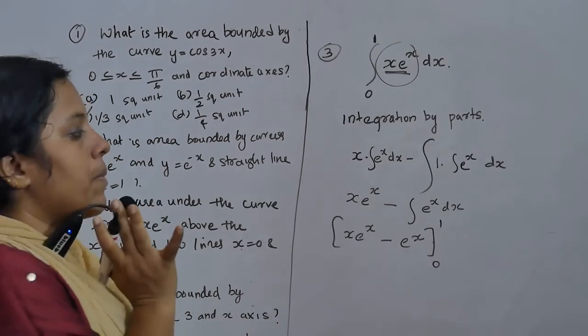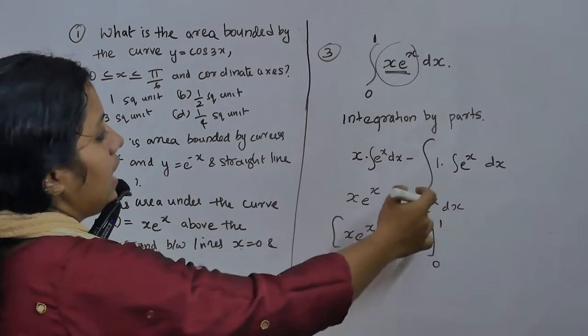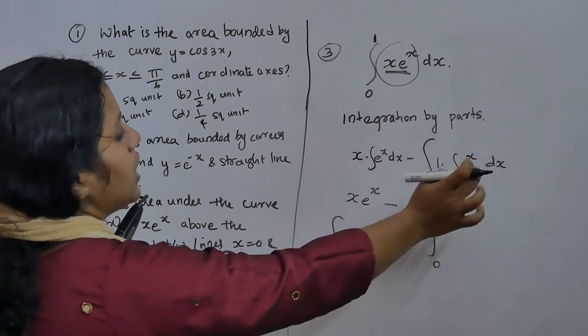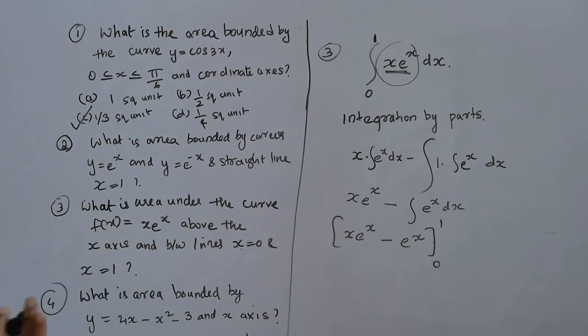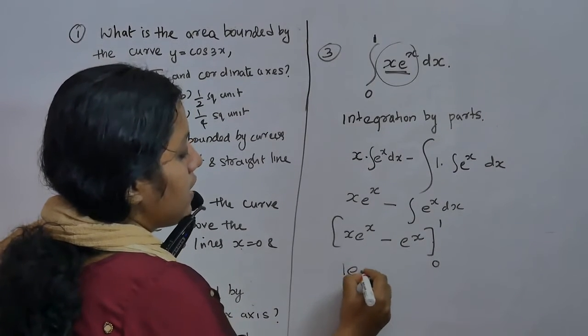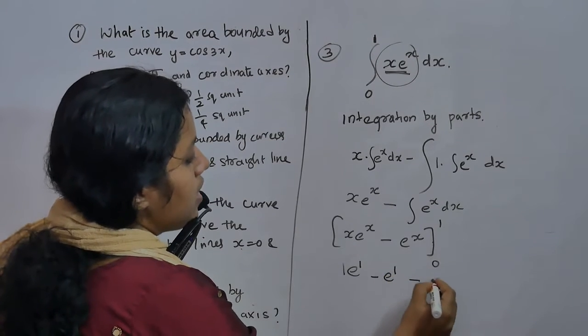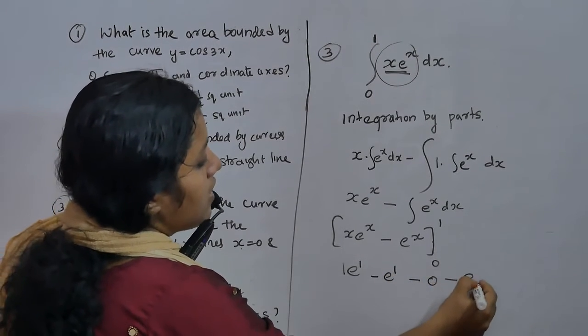Integration by parts: function into integral of the second function minus integral of differential of the first function into integral of the second function. Then we are applying the limit. Okay, so just apply the limit. What you will get? 1 e raised to 1 minus e raised to 1 minus 0 minus e raised to 0.